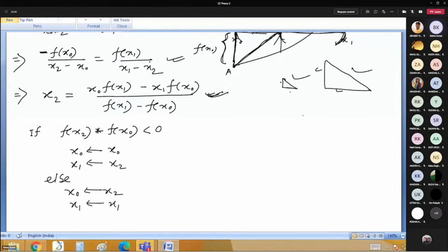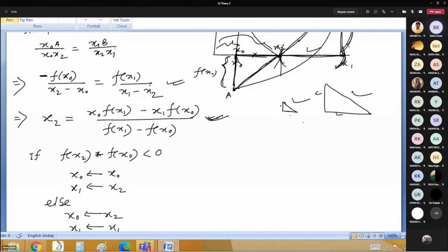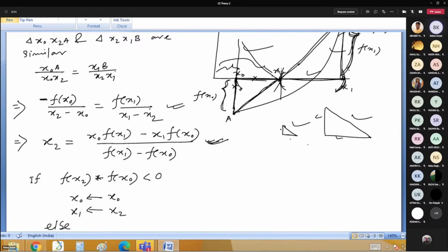Again you will check the sign there. Again you just reduce that subinterval step by step. Your interval is reducing in such a way that it looks like a teeny, so small, like a point, such that within that point the graph is crossing the x-axis.